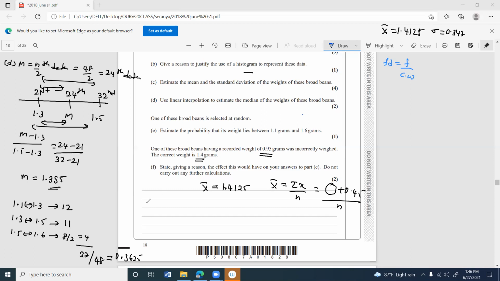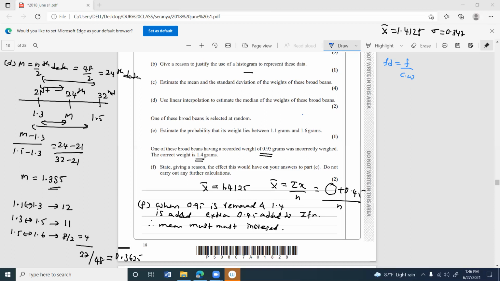So, giving reason, you can say when 0.95 is removed and 1.4 is added, an extra 0.45 is added to the summation of fx. Therefore, the mean must increase. Mean must increase. That's the answer for that.